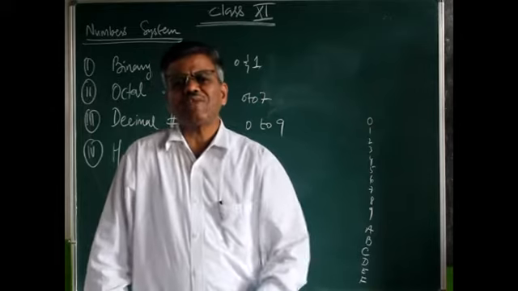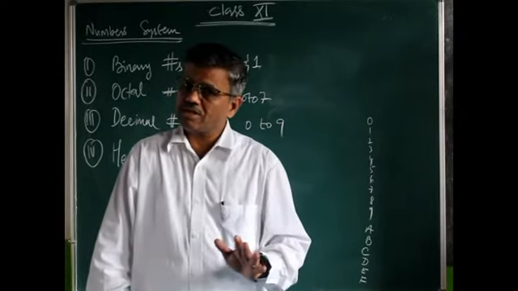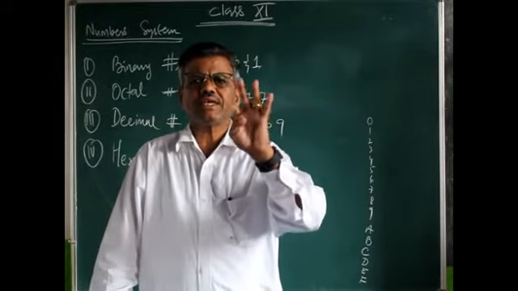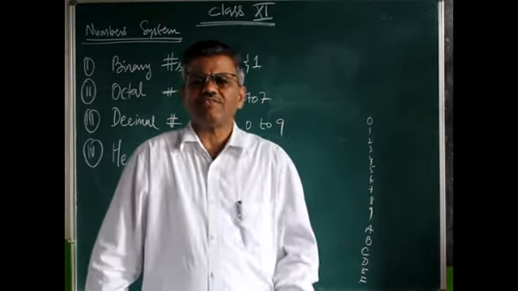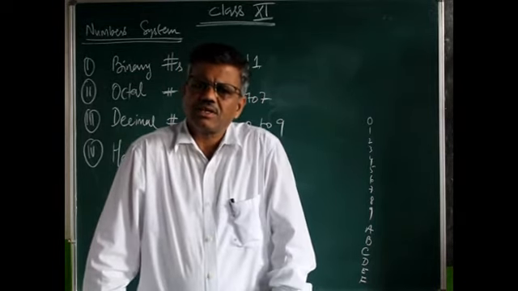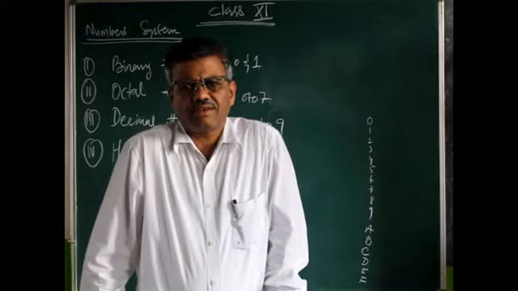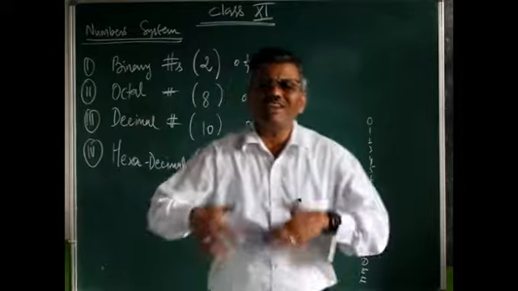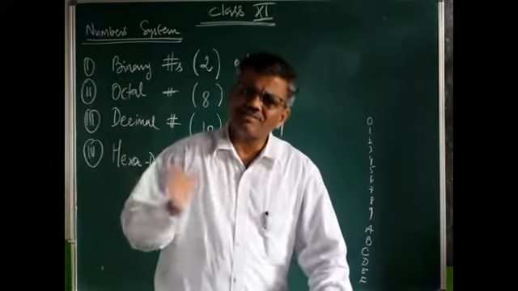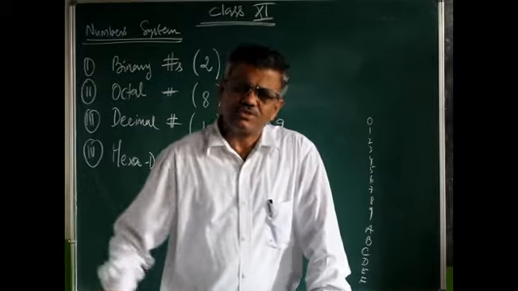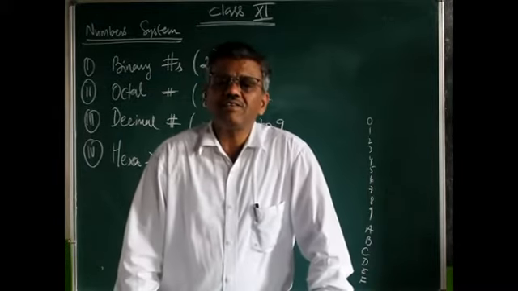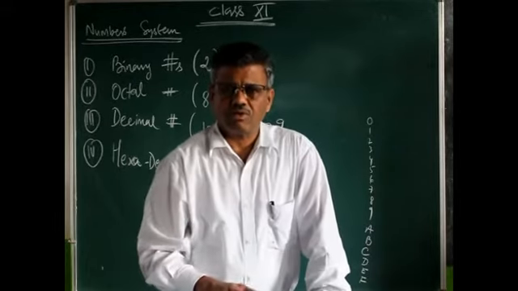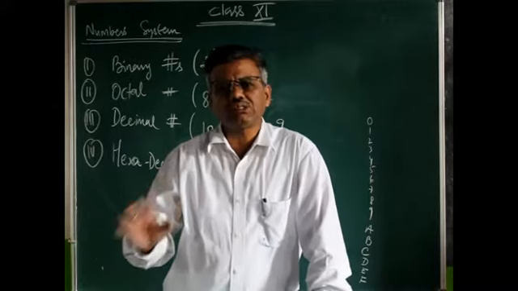This is the only number system we have with numbers and alphabets. Mind you, boys and girls, there are just 6 alphabets: A, B, C, D, E and F. 6 alphabets and 10 digits. 10 and 6 is 16. Do you understand? Let me repeat again, I recapitulate what has been done so far. In our day-to-day life, we use only one number system, which is called the decimal number system.